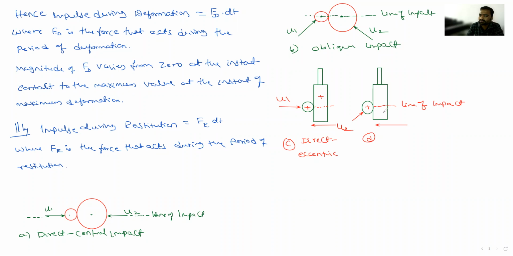Then the second one. This is D. This is oblique impact, because U1 is in this direction and U2 is in this direction. It is called oblique. Then one more definition: the mass centers are not on the line of impact, so that is also called eccentric. Oblique eccentric impact.